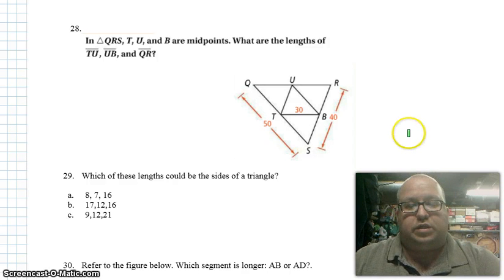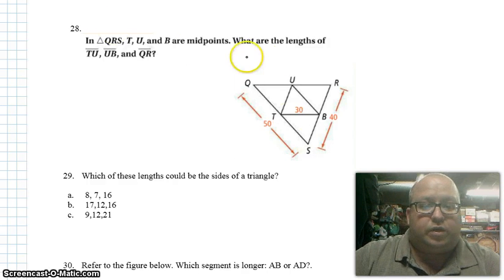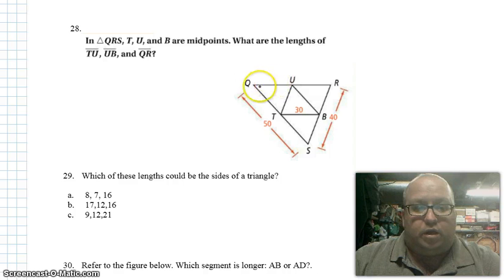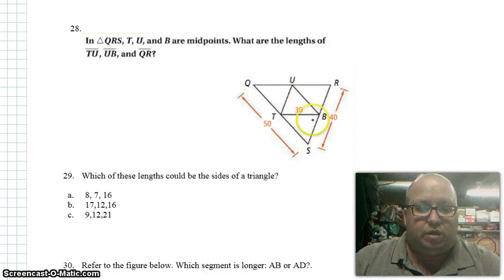Okay, well, this is interesting. It's kind of a crazy drawing. In triangle QRS, T, U, and B are midpoints. What are the lengths of TU, UB?